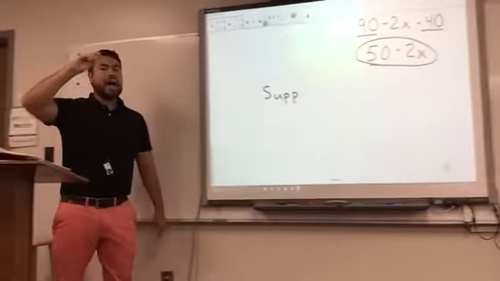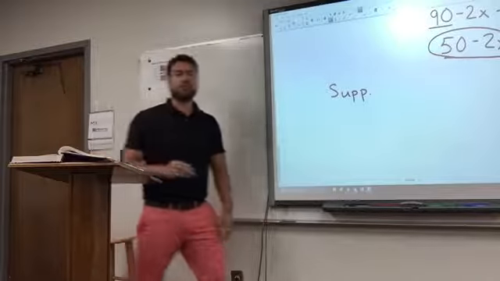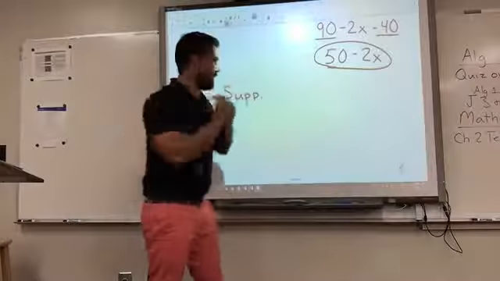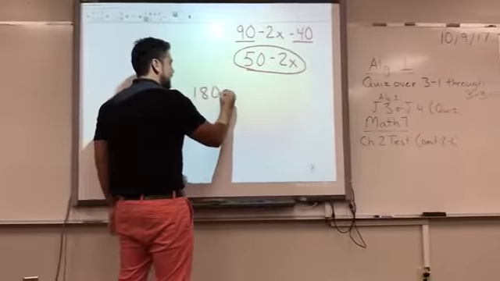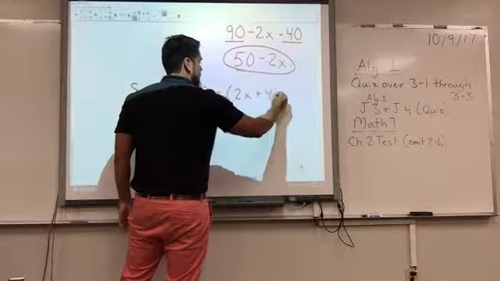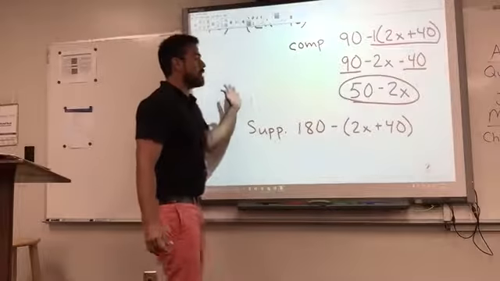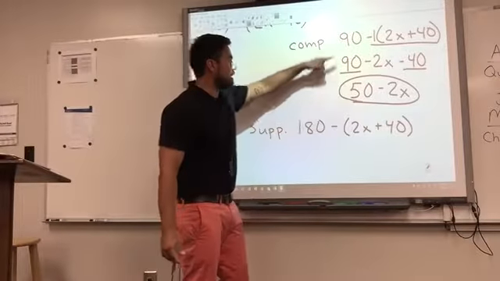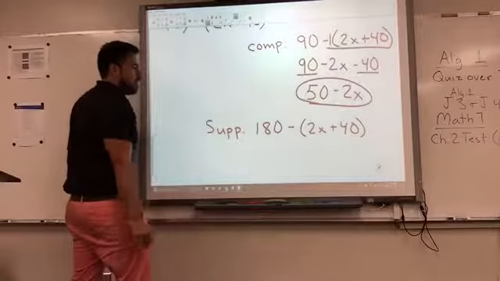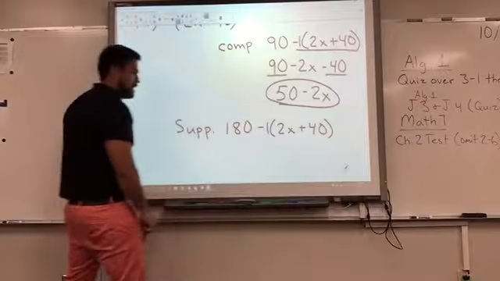How about this? Okay. How do I get the supplement after you just did the complement? What are you going to subtract this time? Not 90 minus all that. You're going to do 180. 180 minus 2x plus 40. All right, you guys see the difference between the two? The only difference between the complement and supplement is 90 minus all that and 180 minus all that. Okay, is this simplified? Is that simple?